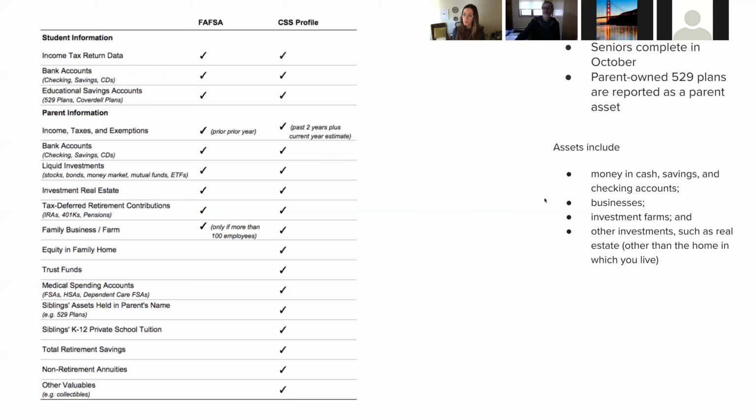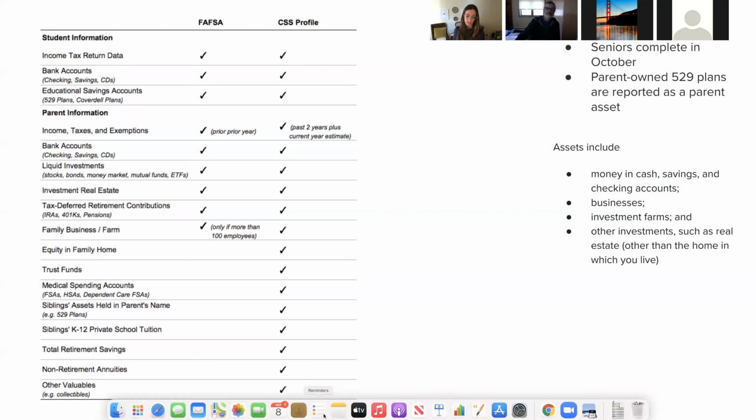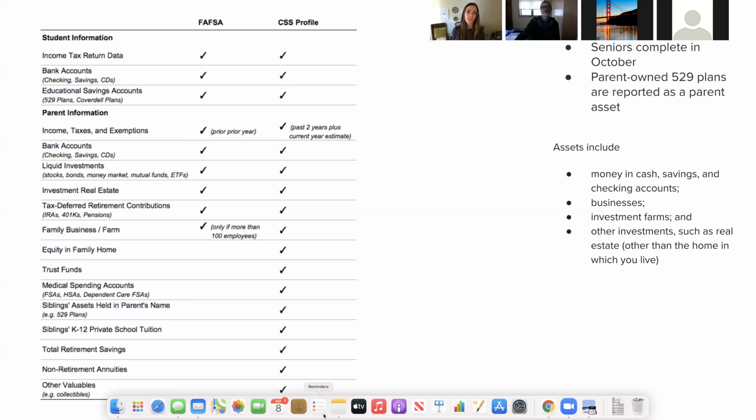Okay, questions about this slide here? Just the differences between the two applications.